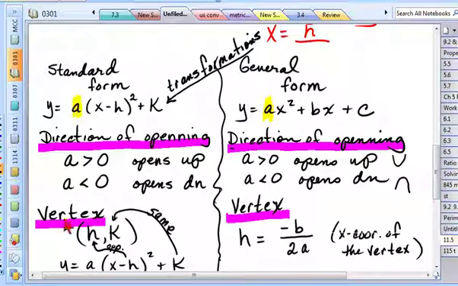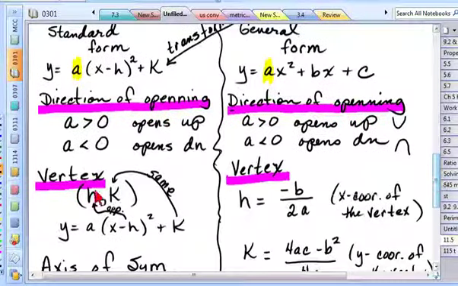A tells us the direction of opening. The vertex, how will I find the vertex? Well, the vertex is h and k. This formula has an h and a k in it. So now look at this version right here.